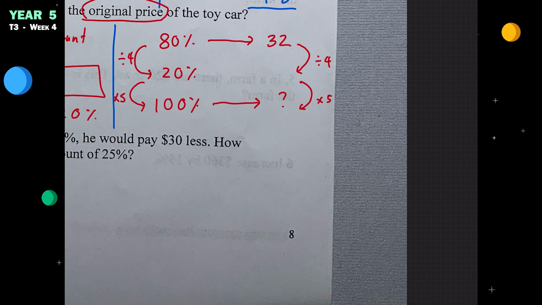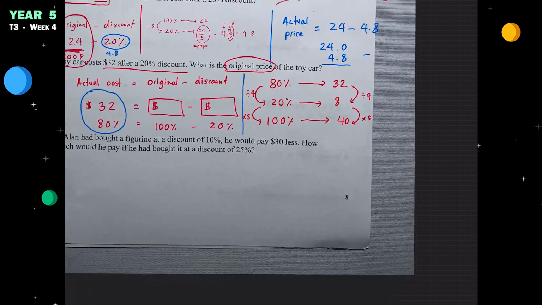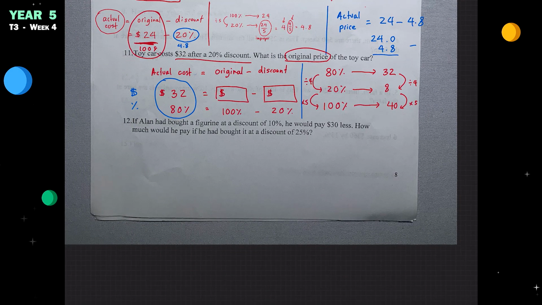32 divided by 4 will give me 8. So 20% must be $8. 100% will be 8 times 5. Now I can figure that out. That's going to equal $40. So therefore, we just figured it out. We're done. The original price is your 100%, which is your $40. Okay. And that's done.